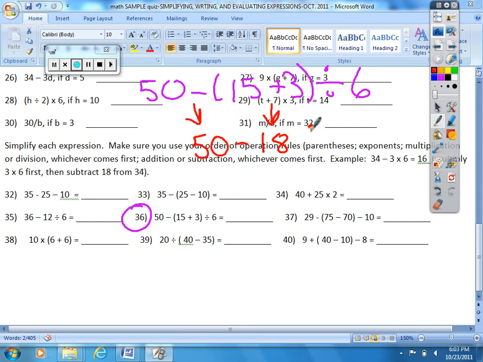Make your child write down everything they haven't done. It's a payoff. Now, I look at it, I decide what do I do next. Well, I've got subtraction and I've got division left. What do I do first? Well, I've got to do my division. So if I come straight down, 18 divided by 6 is 3. 50 minus 3. I haven't done this. I start left to right again, and there's my 47.